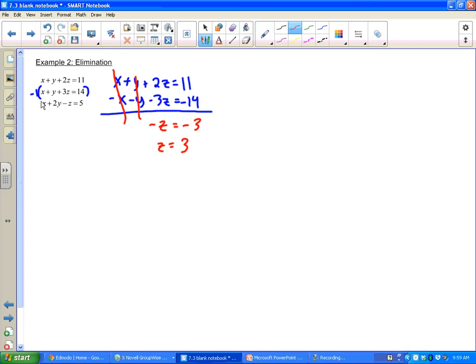Now let's do the first equation with the last equation. So we're going to have to multiply the last equation by a negative 1. So x plus y plus 2z equals 11, minus x minus 2y plus z equals negative 5. So we need to eliminate.